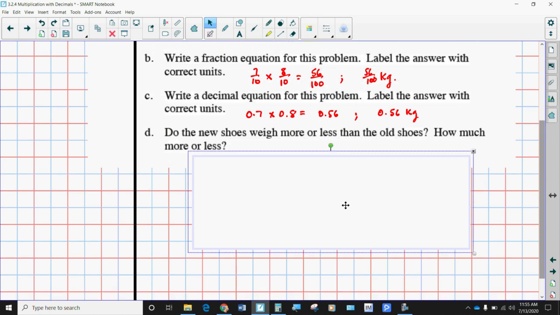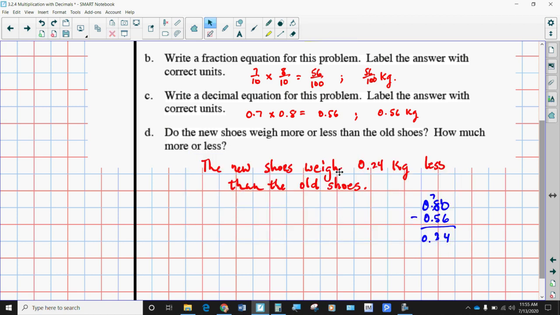Well, we already said 70% of something is going to make something less, because 100% would keep it the same. So the new shoes will weigh less, and it'll be 24 hundredths kilograms less, because we would take the 56 hundredths, subtract that from the 8 tenths kilograms, which I converted to 80 hundredths so that we could take the 6 away from that zero, right? Borrowing from our neighbor. And so this is the difference, right? So the old shoes weighed 8 tenths of a kilogram. The new shoes weigh 56 hundredths of a kilogram, which is a 24 hundredths of a kilogram difference.